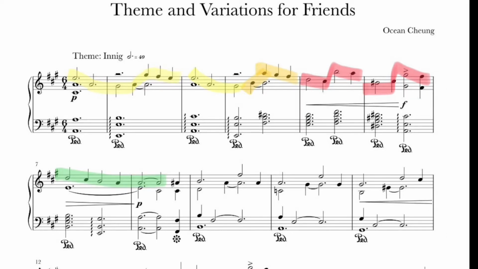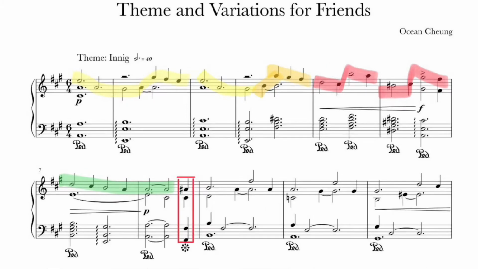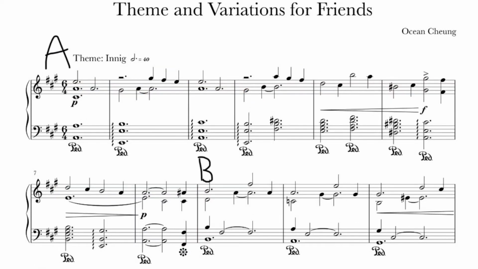I call it the complement theme because it is just a complement to the red theme in order to resolve the tension and close the section. It is formed by a downward scale to the tonic. With the help of the pivot chord, we are now in B, which is a development section.